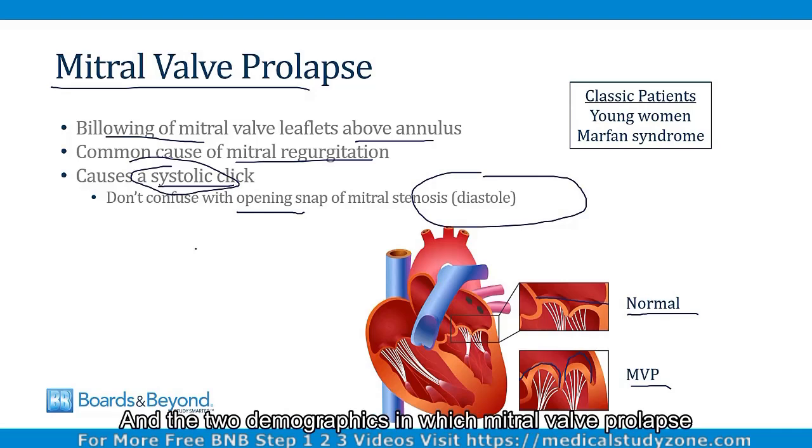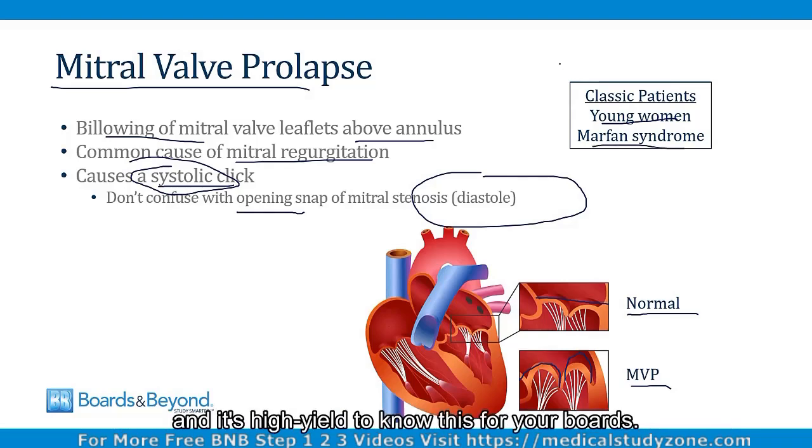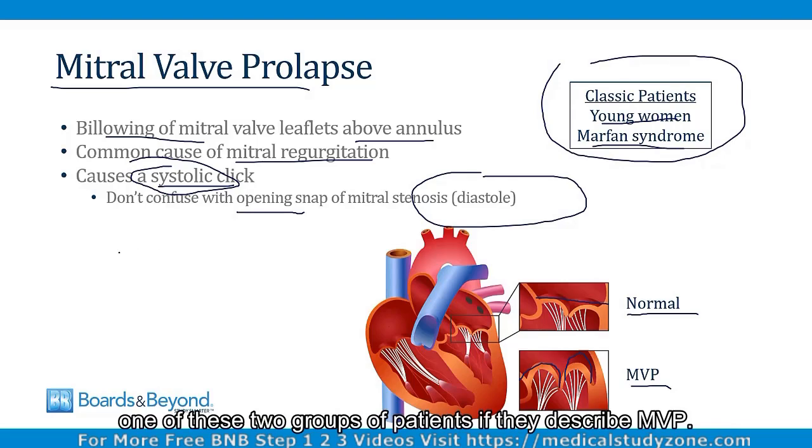And the two demographics in which mitral valve prolapse is common are young women and patients with Marfan syndrome. And it's high yield to know this for your boards. It's almost always going to be one of these two groups of patients if they describe MVP.